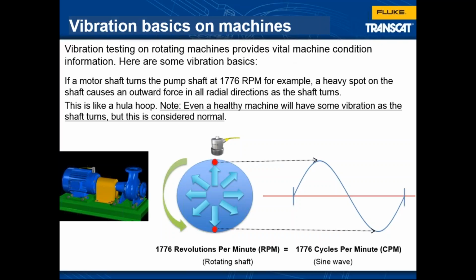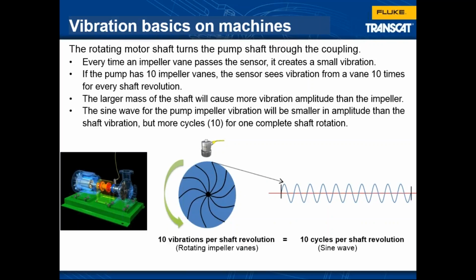So as that heavy spot goes up and down, we're going to get a sine wave of vibration. And if you have other components on this shaft, let's say, for example, you've got 8 fan blades or 10 impeller vanes, as the impeller passes the vibration sensor that's typically mounted on the top of the machine or the side of the bearing, every time an impeller passes, you're going to get a little vibration event.